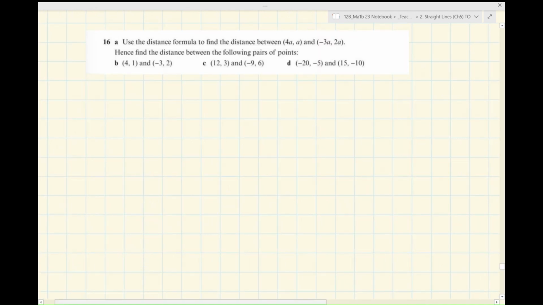Question 16. Use the distance formula to find the distance between these 2 points. Well, I think calling it the distance formula is slightly over the top, as it's only Pythagoras, but never mind. Here is the distance formula. The distance is the square root of the difference in the x-coordinates squared plus the difference in the y-coordinates squared, because it's simply a right angle triangle and we're simply finding its hypotenuse.